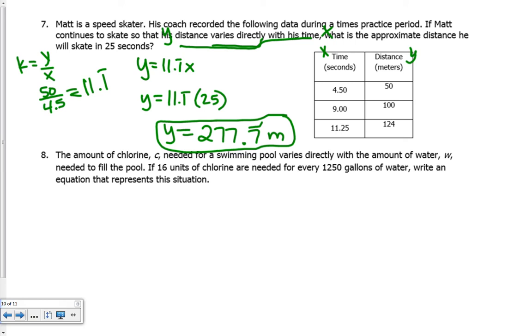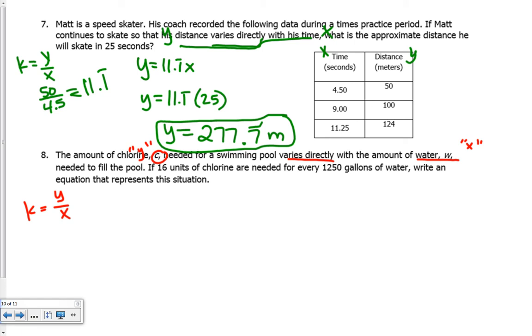All right, another problem, exact same three steps. I know that first I'm gonna have to find k. Haven't even read it yet, but I know that's what I'm gonna do. The amount of chlorine C needed for a swimming pool varies directly with the amount of water. Again, they said C first, so that's kind of like our y. Then they said water second, so that's kind of like our x.